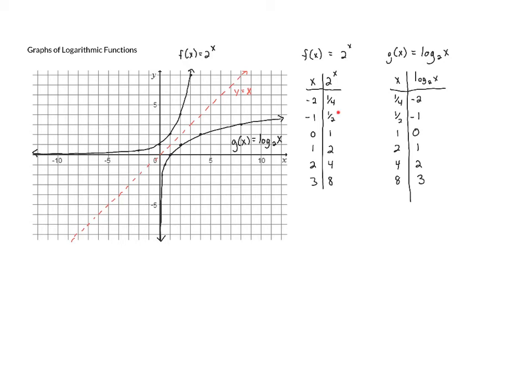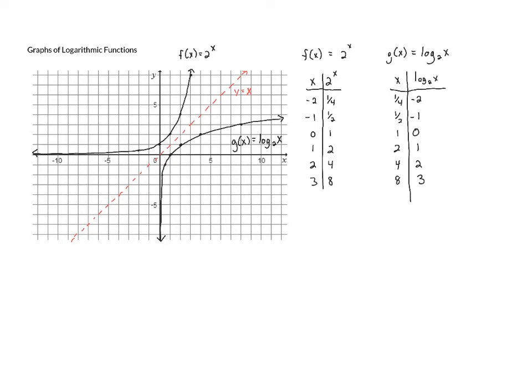And also, if we look at our tables of values, we can see that in our logarithm, we've just switched the x and the y values. So we've switched the inputs and the outputs. And so we can see that these are definitely inverse functions of each other. And this will be true even if we looked at a different base. If we looked at 3 to the x and log base 3 of x, if we looked at 10 to the x and log base 10 of x, we would still have inverse functions, and the graphs would still be reflections of each other.